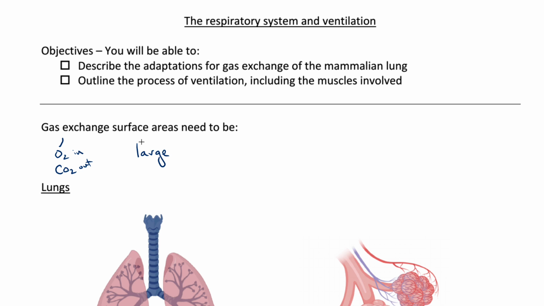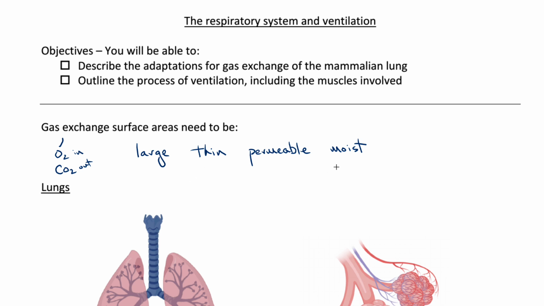So the gas exchange surface area, in addition to being large, also needs to be thin. And of course, to move those gases across, the membrane needs to be permeable to those gases. And the gases also need to dissolve in the membrane and in the layer around the membrane, and so the gas exchange surface area needs to be moist. We're going to see in a moment how the lungs achieve all of these things.